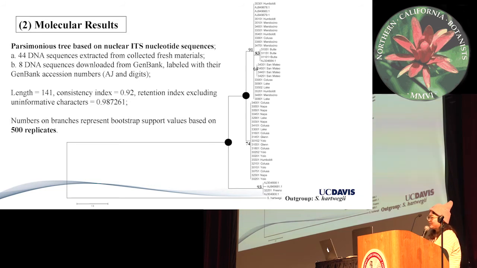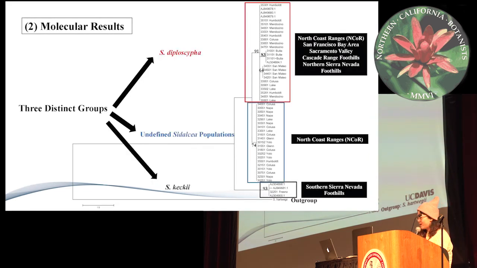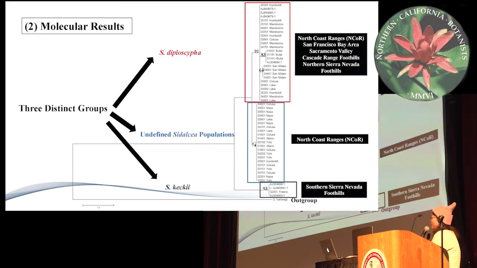However, when we look at the molecular data, a clearer relationship was found based on the nuclear ITS sequence analysis. This is a parsimonious phylogenetic tree that we built based on the nuclear ITS sequence from 52 individuals. 44 sequences were amplified from the individuals that we collected, and 8 sequences were downloaded from GenBank. The numbers on the branches represent the bootstrap support values based on 500 replicates, just to make sure our tree is reliable. And from this tree, we did see very clearly 3 distinct groups.